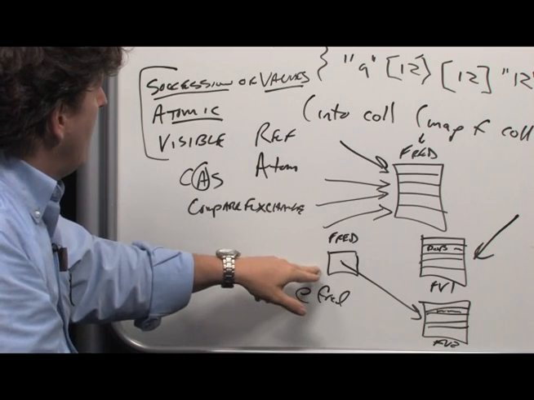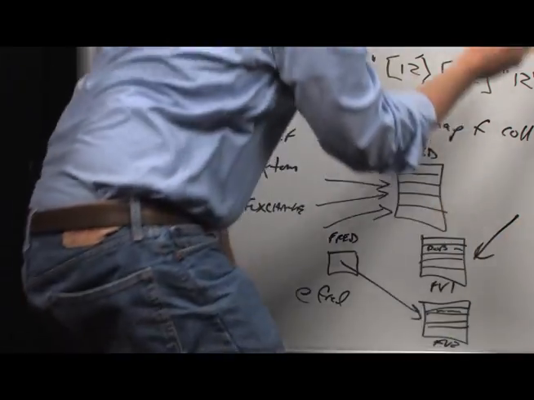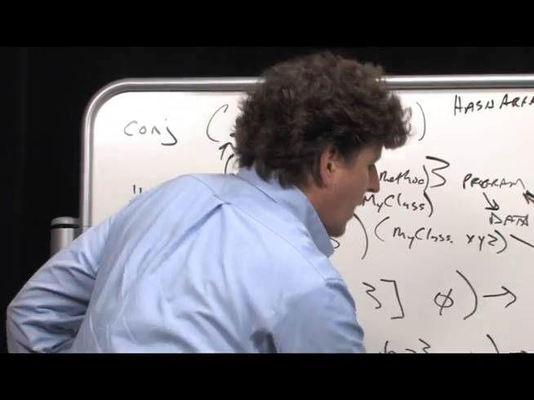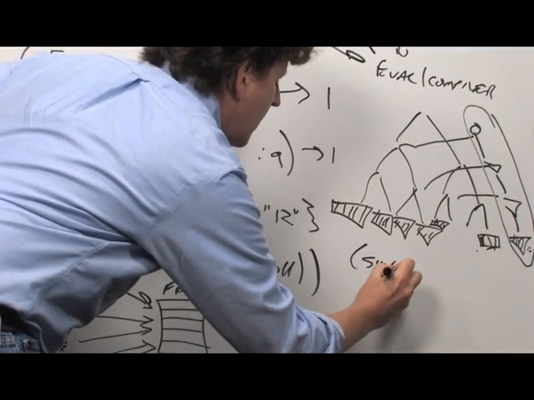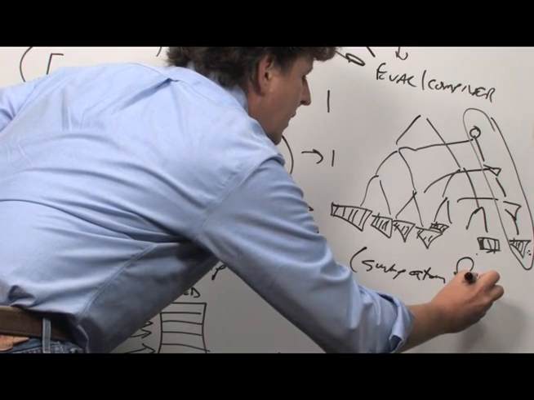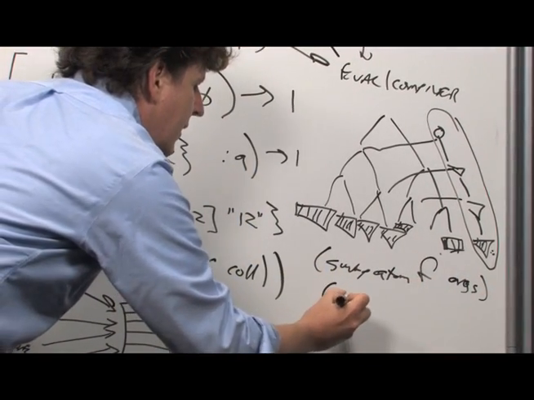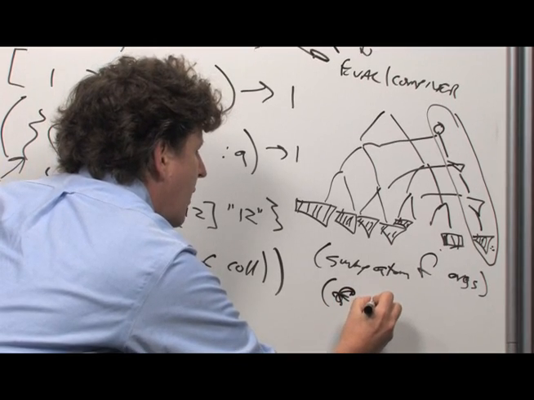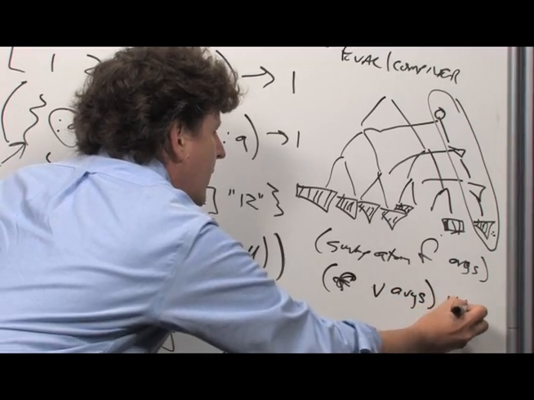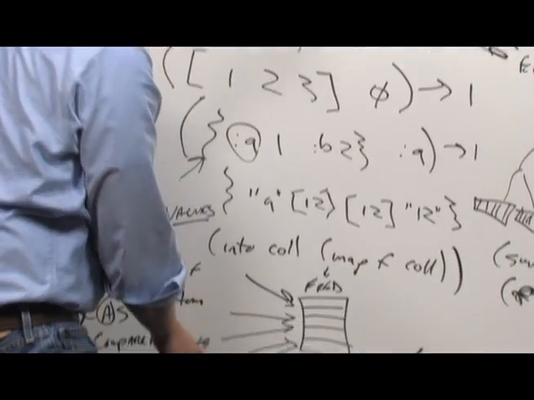So if I have an atom, I can say swap and pass it a function. It's a beautiful thing, the way these things look. If I have an atom, I can say swap my atom, some function, maybe some args. The function will be applied to the current value with the args, and that will become the new value, the next value.